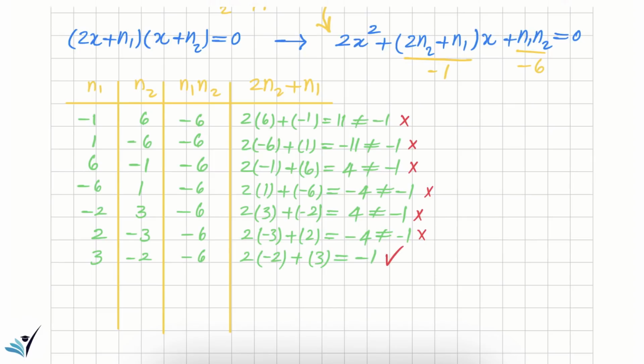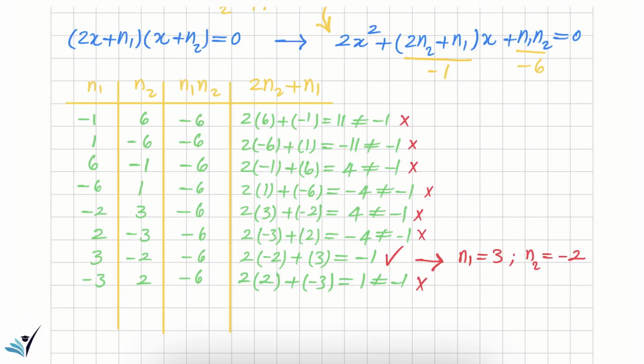We found the answer. So just to be complete, I'm going to try one last case, which is negative 3 and 2. Multiplication is negative 6, and 2 times 2 plus negative 3. I know it is not going to be equal to negative 1. So the answer is 1, which is not equal to negative 1. So this is our answer. n1 is equal to 3 and n2 is equal to negative 2.